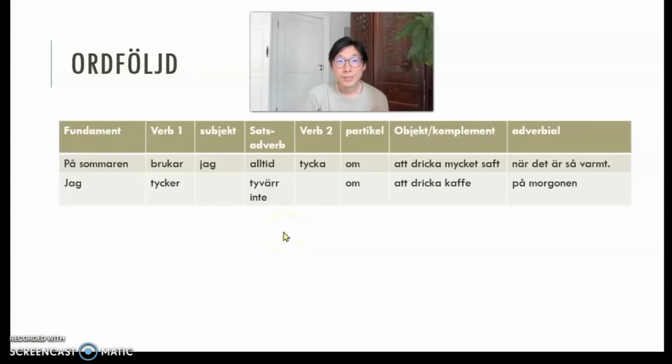Okej, nu ska vi prata lite om ordföljden tillsammans med partikelverb. Now we're going to explore a little bit into the word order of the phrasal verb. There are two possible constellations of phrasal verbs, partikelverb in Swedish. One of them is you have it directly after the verb, like in the first example. På sommaren brukar jag alltid tycka om att dricka mycket saft när det är så varmt. In the summer, I usually always like to drink a lot of juice when it's so hot.